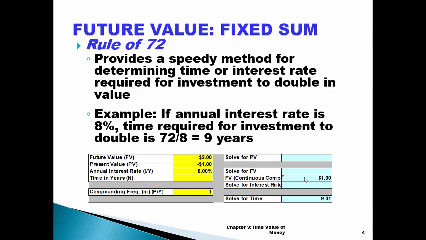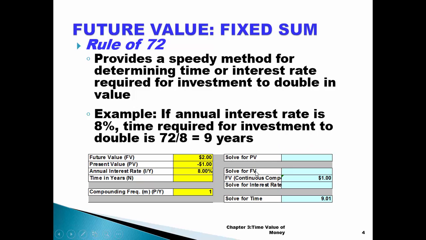So what about calculating maybe a fixed sum? There's something called the rule of 72, and it just gives us a quick little estimate of how long it takes for your money to double. So if you divide the interest into the number 72, it approximates how long it takes your money to double. So in this case, if you have 8% interest, 8 into 72 is 9 years.